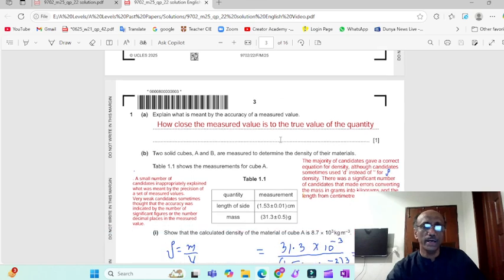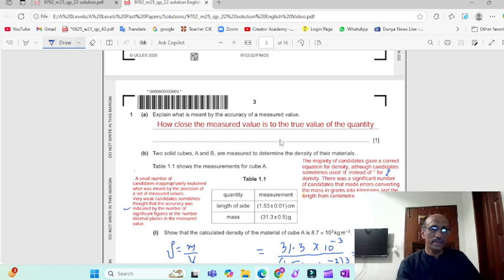Here we go. Explain what is meant by the accuracy of the measured value. Accuracy is how close the calculated answer is with respect to the true value or the actual value. So you have to remember the definitions properly. A small number of candidates explained what is meant by precision of the set of values. So they have given the example that if we have more number of values, then it will be more accurate. So that is not the exact definition. And some candidates thought that the accuracy is related with the significant figures. So you have to remember the exact definition.